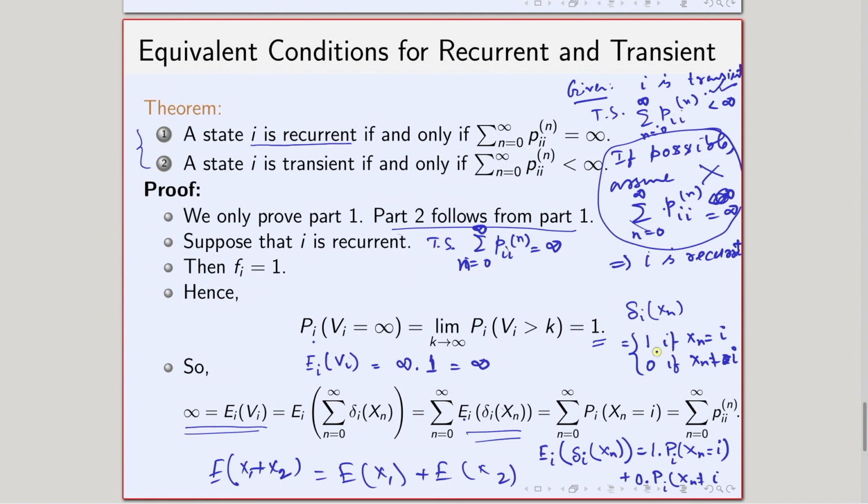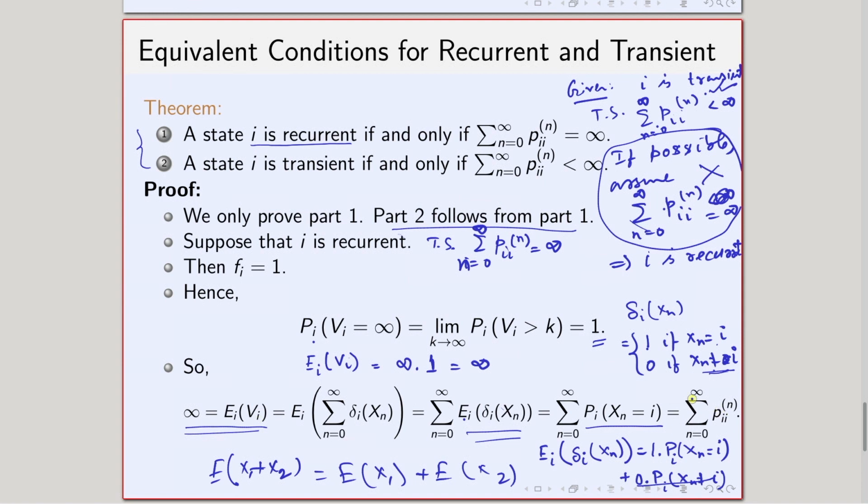This delta_i(Xn) is 1 if Xn equals i, and it is 0 if Xn does not equal i. So the expectation of delta_i(Xn) is the value of delta_i(Xn) multiplied by the corresponding probability of each event. That turns out to be this, and the zero term does not contribute anything, so I can remove it. Finally, the conditional expectation of delta_i(Xn) given X0 equals i is the same as the probability that Xn equals i, which is written here. And this quantity is nothing but our P_ii^(n).